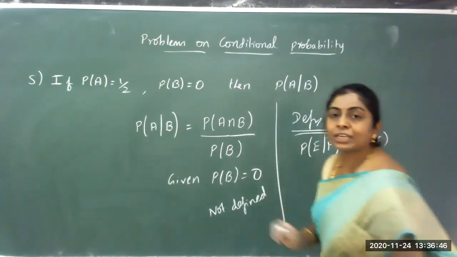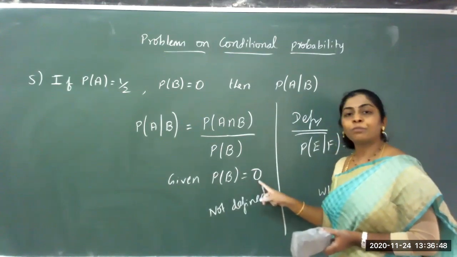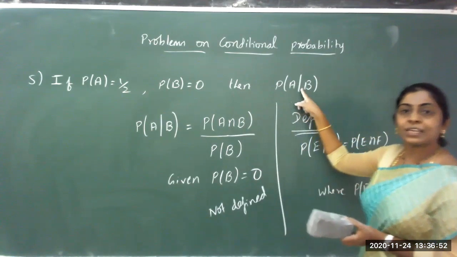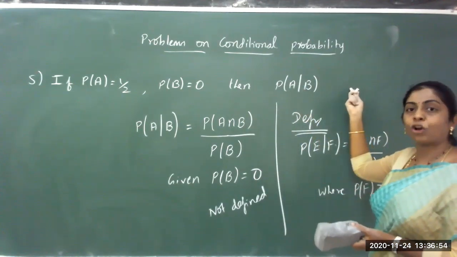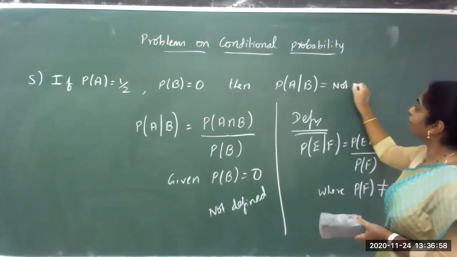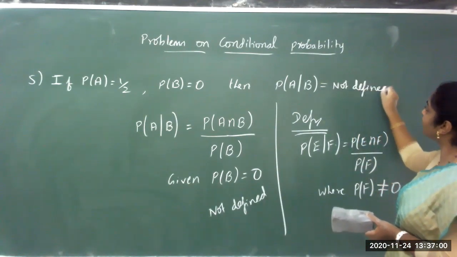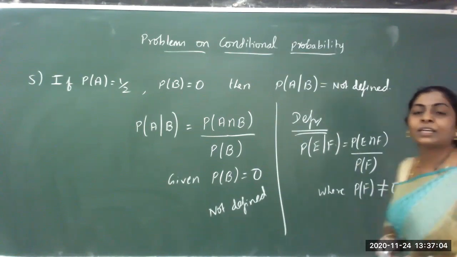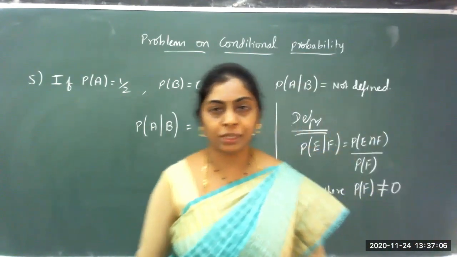So I cannot consider probability of B equal to 0. In this case, it is undefined, because the definition says the probability of F, which is in the denominator, cannot be equal to 0.